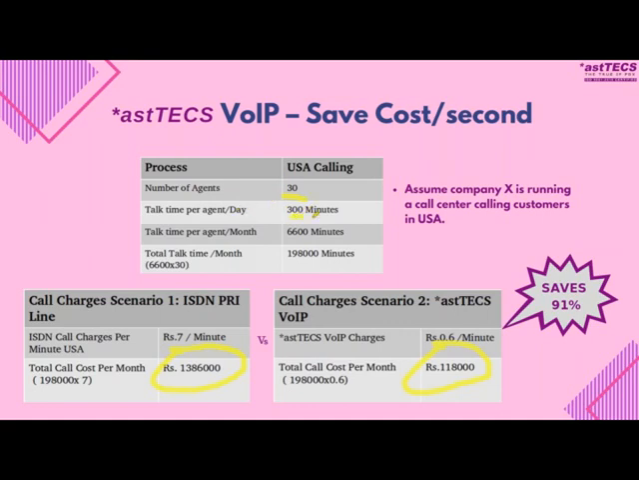Per agent, we say 300 minutes of talk time per day. So talk time per agent per month is 6,600 minutes. For a total of 30 agents per month, the total talk time is in the range of 1,98,000 minutes. So in scenario one, let us assume the customer is using a PRI line. For PRI to the US, we have taken a moderate price of 7 rupees per minute. For 198,000 minutes, it will be something around 13,86,000 rupees per month in telecom expense.